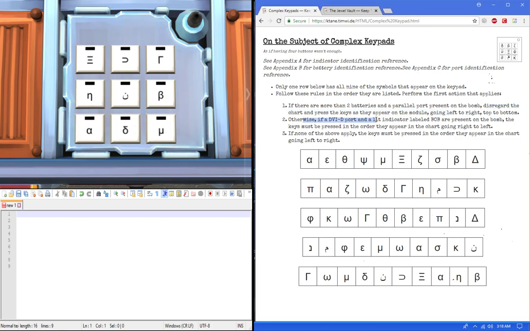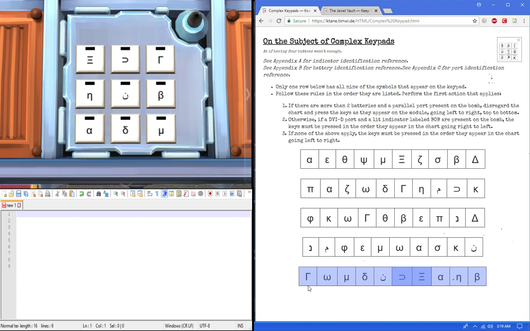So, you would press the keys like here, here, here, then here, here, here, and then here, here, here. Otherwise, if a DVID port and a lit indicator labeled Bob are present on the bomb, the keys must be pressed in the order they appear in the chart going right to left. So let's find where they are in the chart. We got 3 lines, here and here, U on the side, and that's going to be our winner.